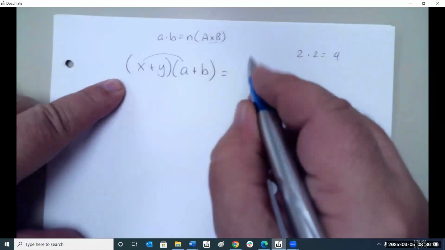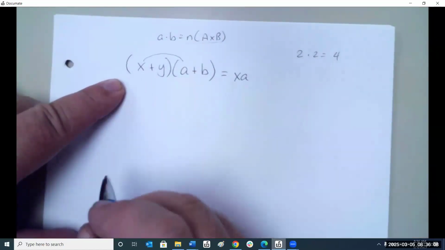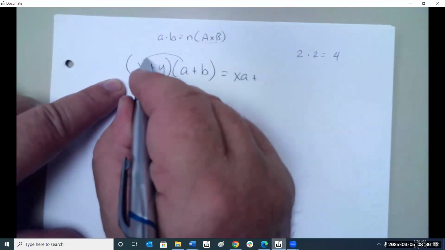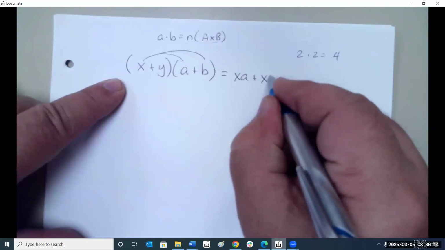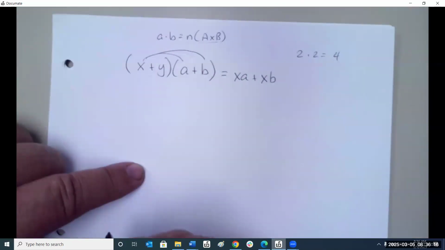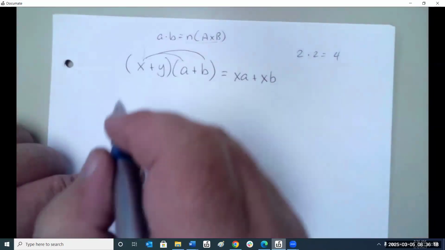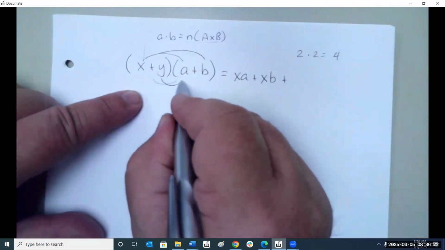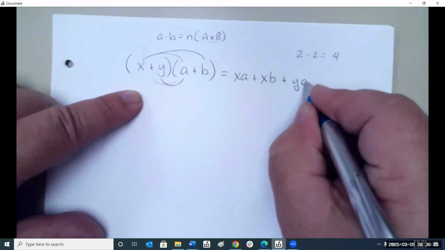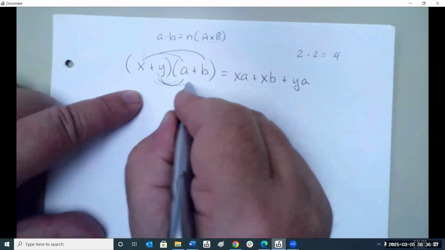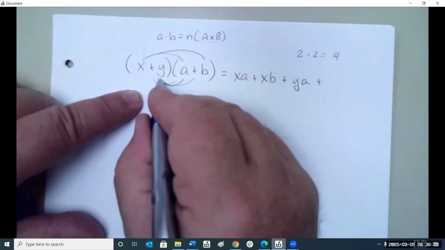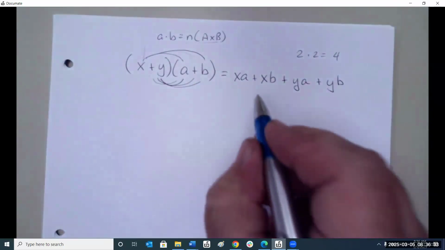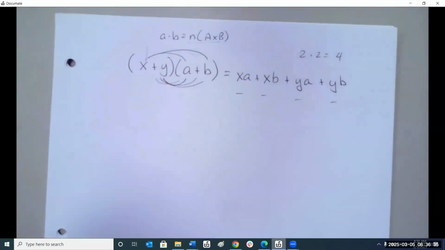So let's see. X times A is XA. Positive times positive is positive. X times B is XB. That's it for that one. Positive times positive is positive. Y times A is YA. Positive times positive is positive. Y times B is YB. And there you have it. Those are your four numbers.